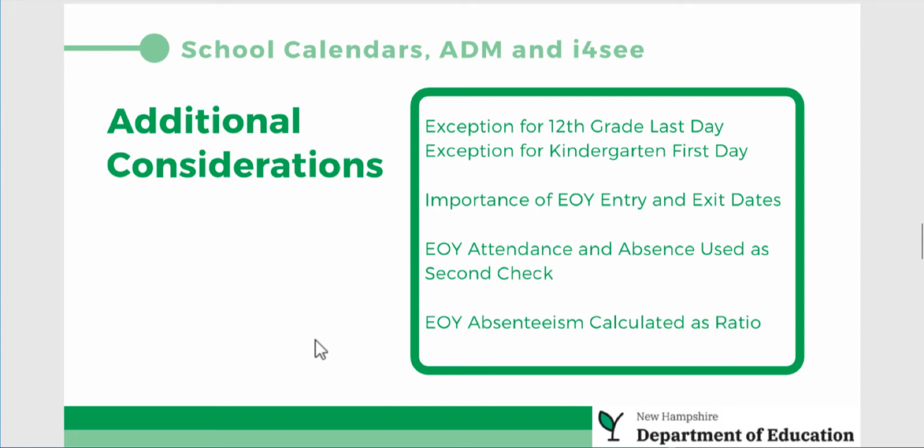Your EOI attendance and absences, we're going to use that as a second check, but it's not going to be a primary check for ADM any longer. We'll be using the ratio of attendance and absences to determine your absenteeism for your school. Even though you might report your school in hours now, even if you put half days in the EOI attendance and absences, we'll still be able to use that to determine the percent of absenteeism for a student.